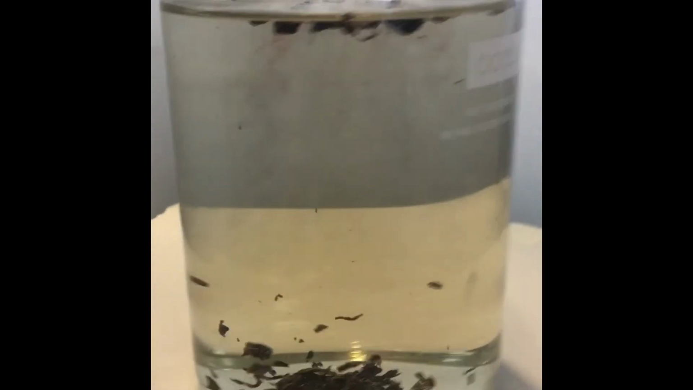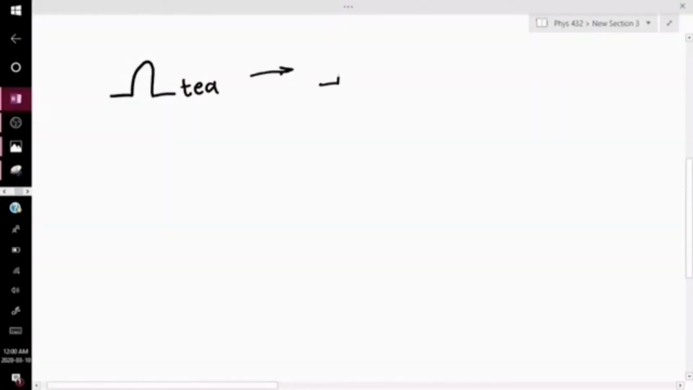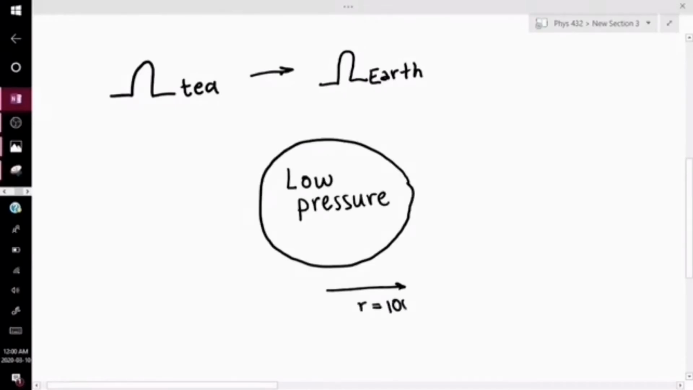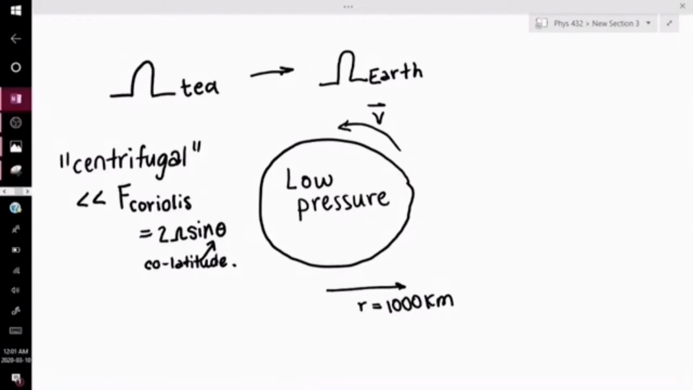What's cool is that this experiment can also help us understand some atmospheric phenomena that occur outside of the teacup. First, we can take the angular swirl of our teacup to be analogous to the rate of rotation of the Earth, omega. Consider a large atmospheric pressure system with a radius around 1,000 kilometers. In the case of these large-scale events, we can often neglect the apparent centrifugal force acting outward from the Earth's rotation axis, because the Coriolis force, which we can define as F equal to 2 omega sine theta, will dominate the centrifugal force.